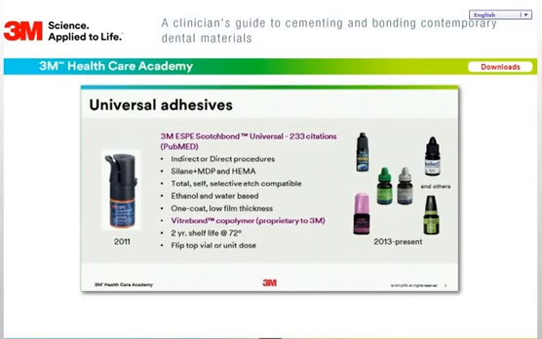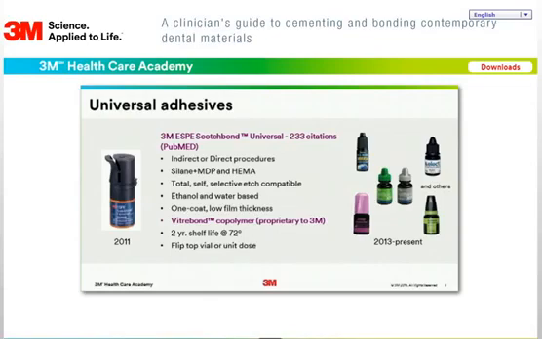Simple to use, containing the agents that are necessary to create bonding interfaces with indirect materials, such as silane and MDP and HEMA. Capable of use, if you will, for any etch method that you choose. Whether you choose to use total, selective, or self-etch, you'll get comparable results. And the fact that they're ethanol-based is something that I do like, because I do find that ethanol can be quite a bit more user-friendly than acetone.